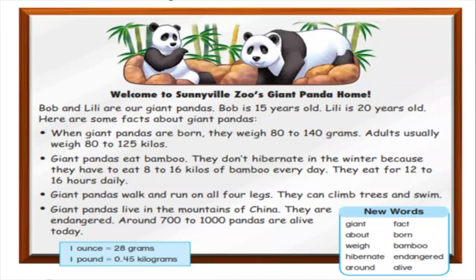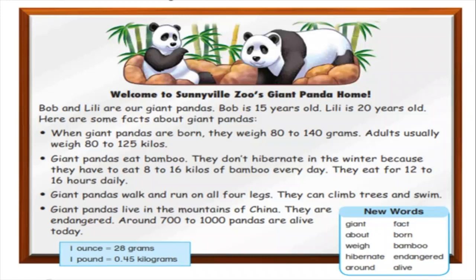طيب, what's the third fact? Giant pandas walk and run on all four legs. يعني بيمشوا وبيجروا على all four legs, على ايديهم ورجليهم الاربع. They can climb trees and swim. That's new. دي حاجة جديدة ممكن ما نكونش كنا نعرفها, that giant pandas can climb trees and swim. Giant pandas live in the mountains of China. هما بيعيشوا في جبال الصين. Yes, they live in the mountains of China. They are endangered. Huh? What does it mean, endangered?